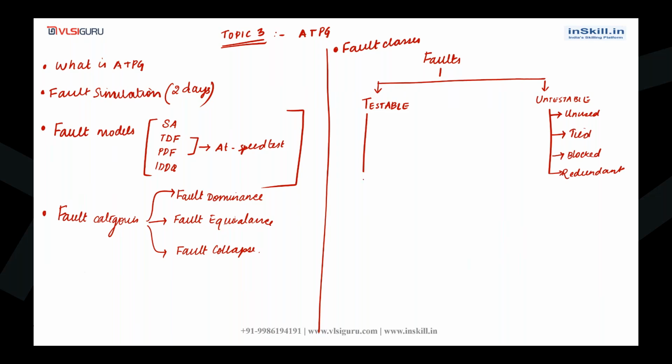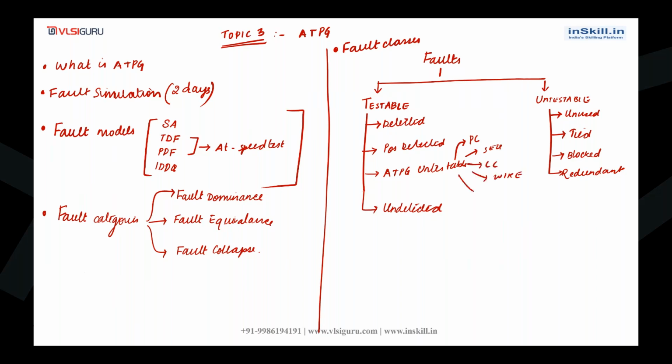Testable faults are further classified into detected, possibly detected, ATPG untestable, and then undetected. ATPG untestable is again subclassified into pin constraint, sequential depth, cell constraint, wire, masked primary outputs, etc.